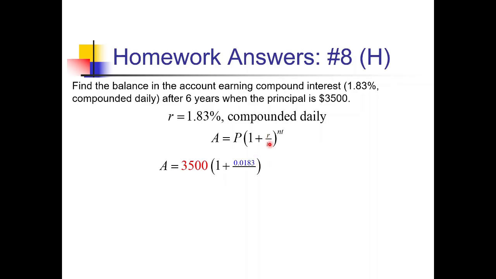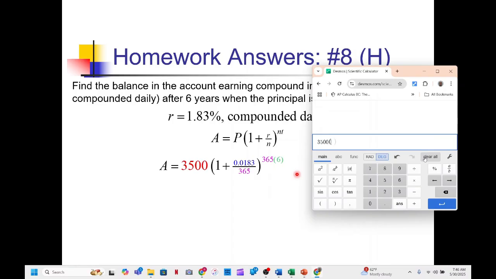Since n is the number of times we compound each year, and they said daily, that's going to be 365 there. That's a lot. So that also goes for the n in the exponent. And the t is my 6 years for the investment. Let's plug all this into Desmos. So we have 3,500 parentheses 1 plus, let's do a fraction, 0.0183 all over 365. And let's close our parentheses and raise that to 365 times 6. That comes out to $3,906.18.